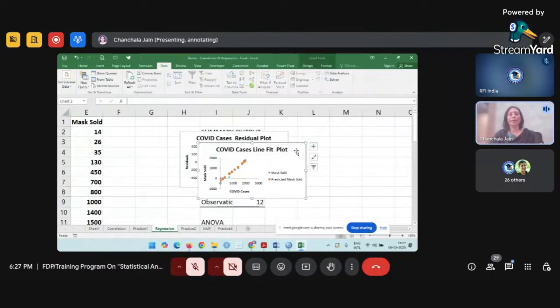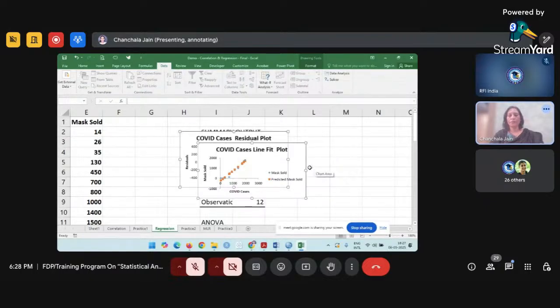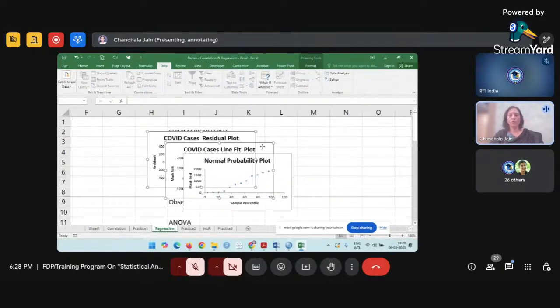So you will be getting certain graphs. You can shift them somewhere so that you would be able to read your output.